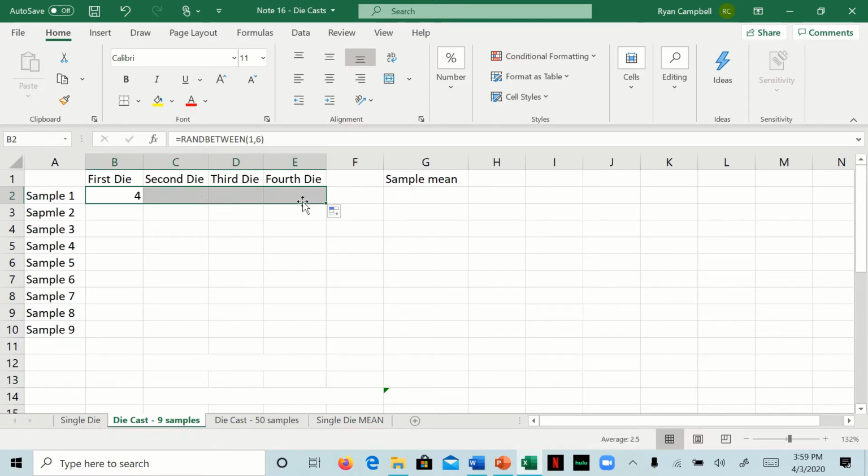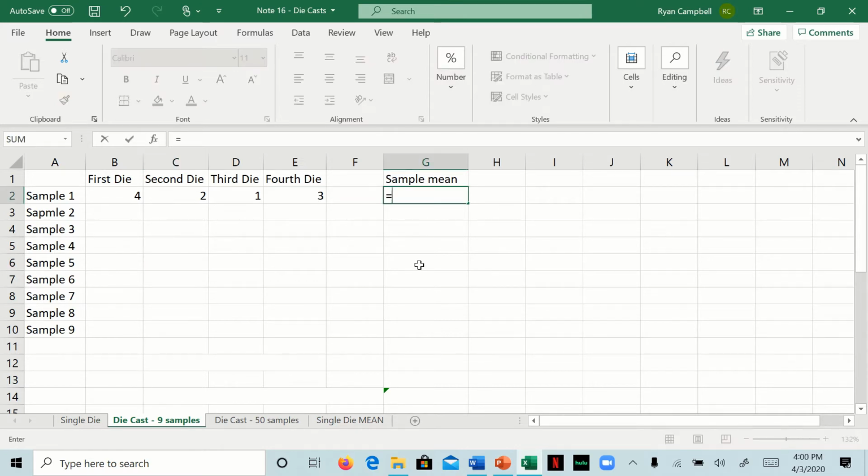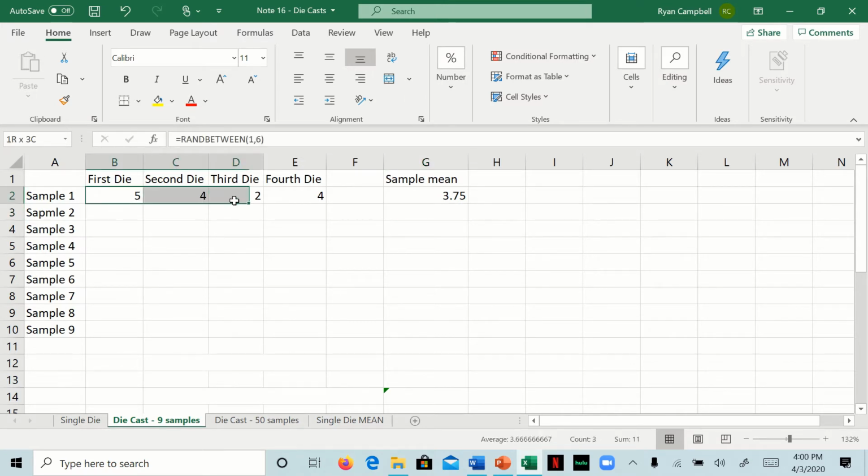We're going to do that 3 more times. So now, when it rolled the die 4 different times, we got 4 different numbers. And we're going to take the average of all of those. So add them up, divide by 4. And there we go. We're going to do that 9 more times.